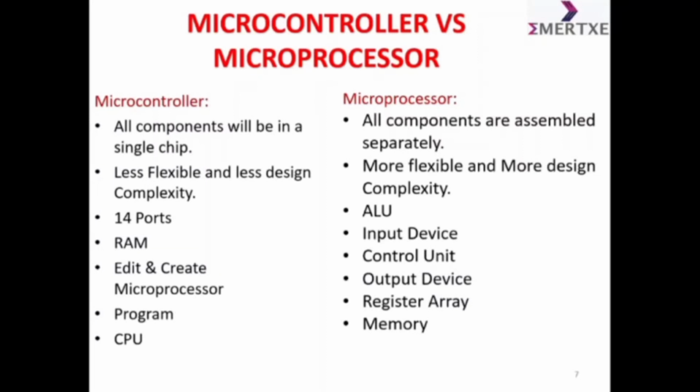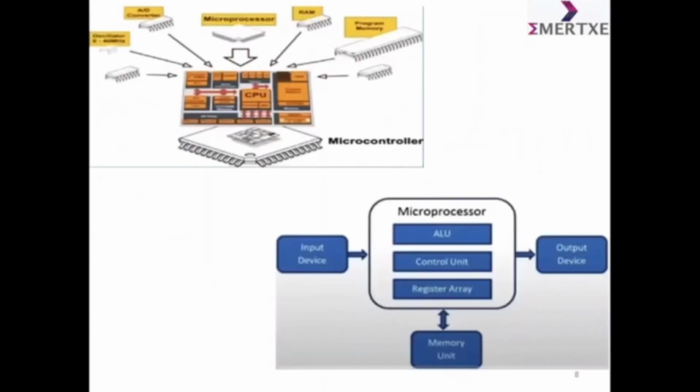A microcontroller consists of port pins, RAM, ROM, program memory, and CPU. Whereas a microprocessor consists of ALU, input device, control unit, output device, register array, and memory. As we discussed in the previous slide, in a microcontroller all the components are embedded in a single chip, whereas in a microprocessor all the components are assembled separately.